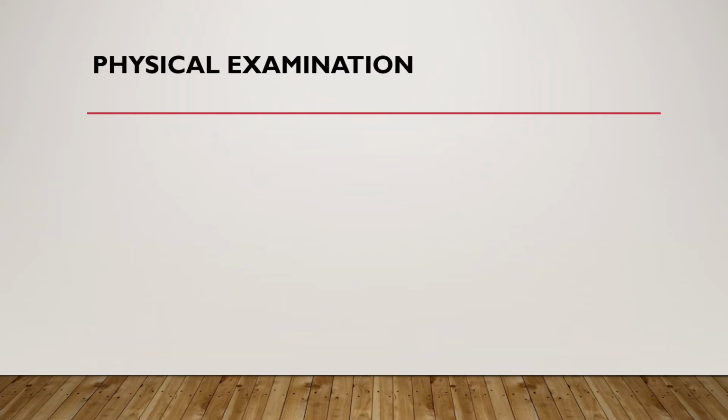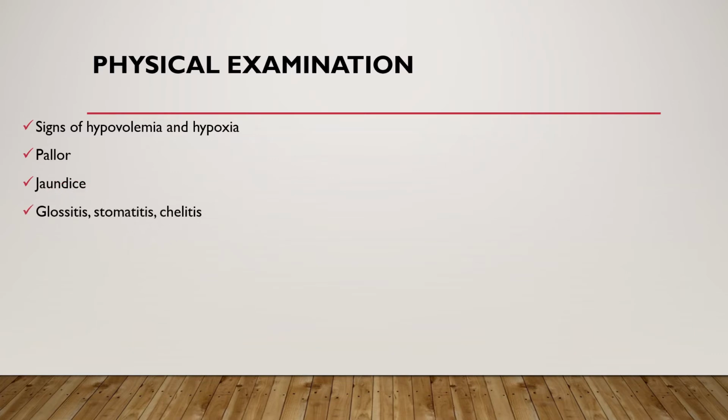The other thing that we should do on a child that is found to be anemic includes physical examination. We should check for signs of hypovolemia and hypoxia by vital signs, by checking pulse rate, blood pressure, and pulse oximetry. And we should check for pallor. We should check for jaundice. We should look for glossitis, stomatitis, and cheilitis, which might suggest a nutritional anemia such as B12 deficiency or iron deficiency.